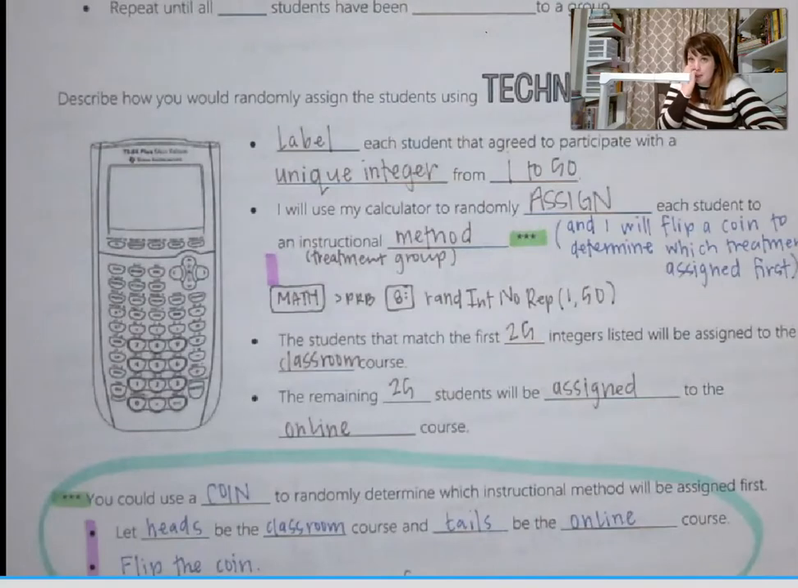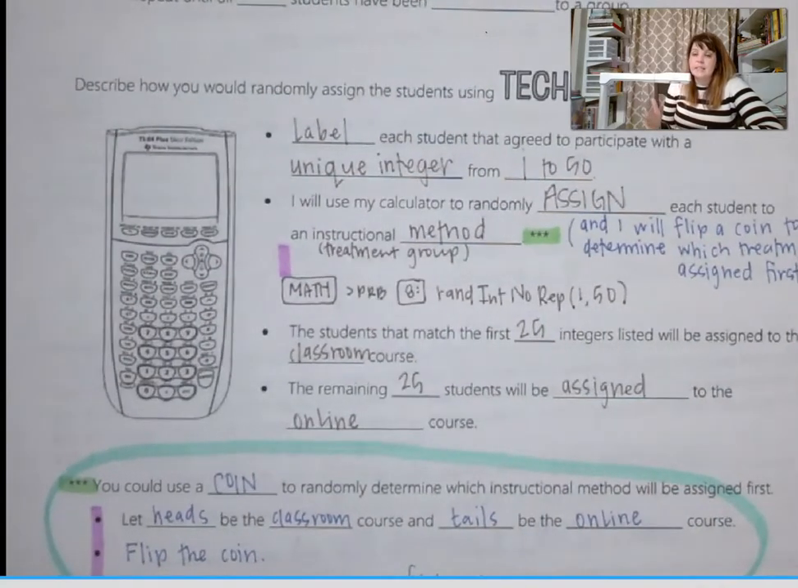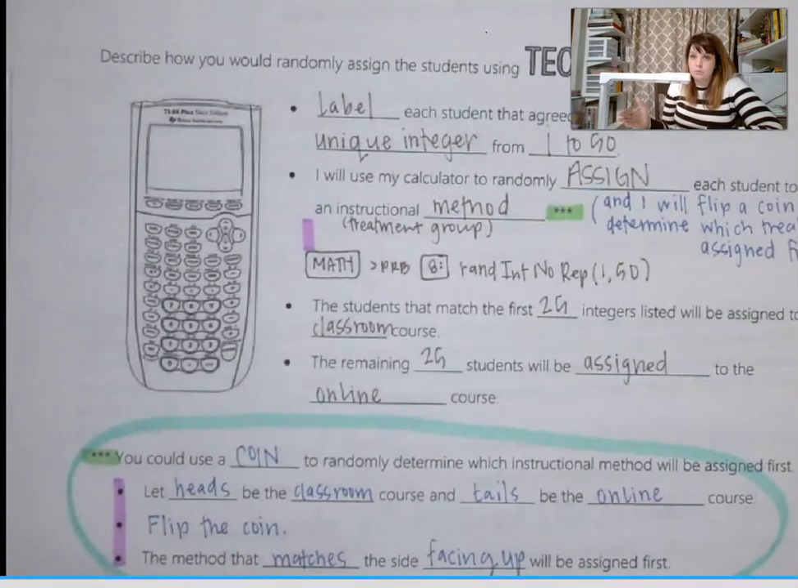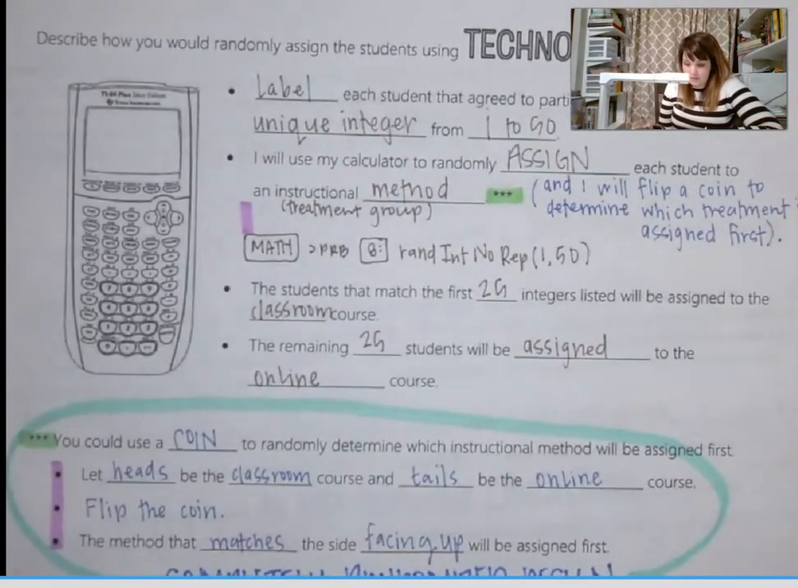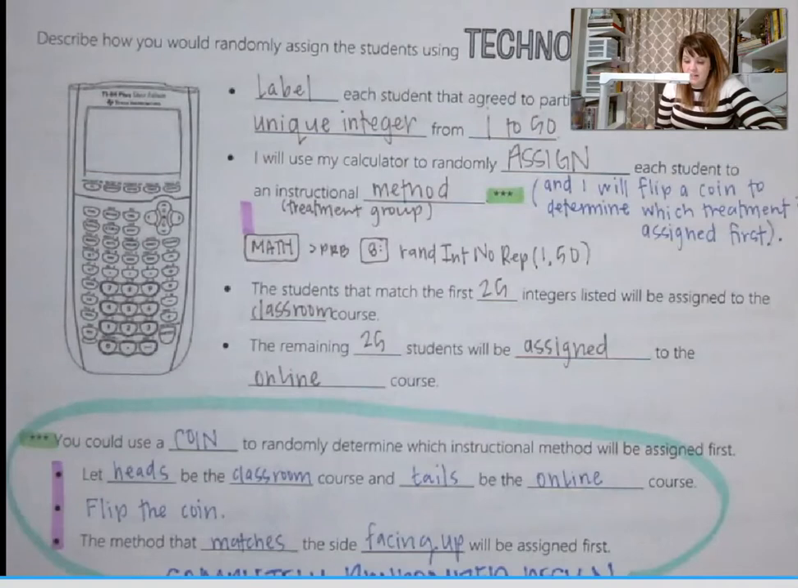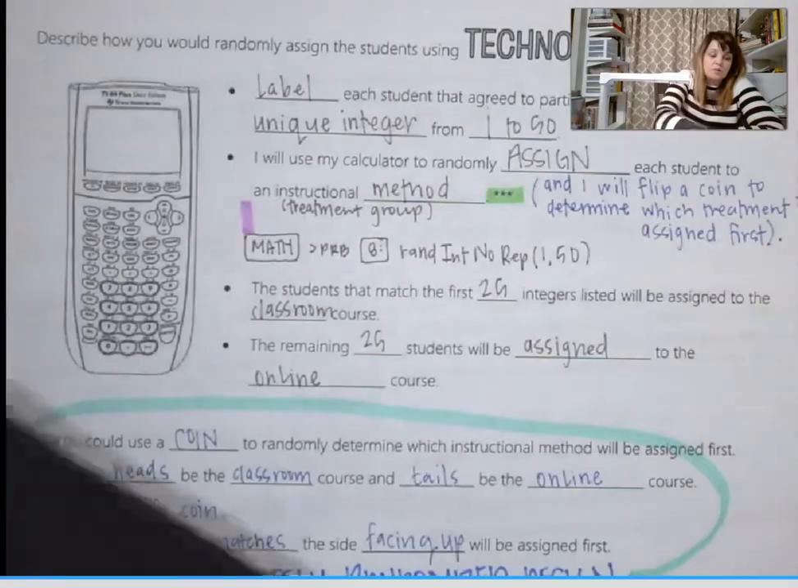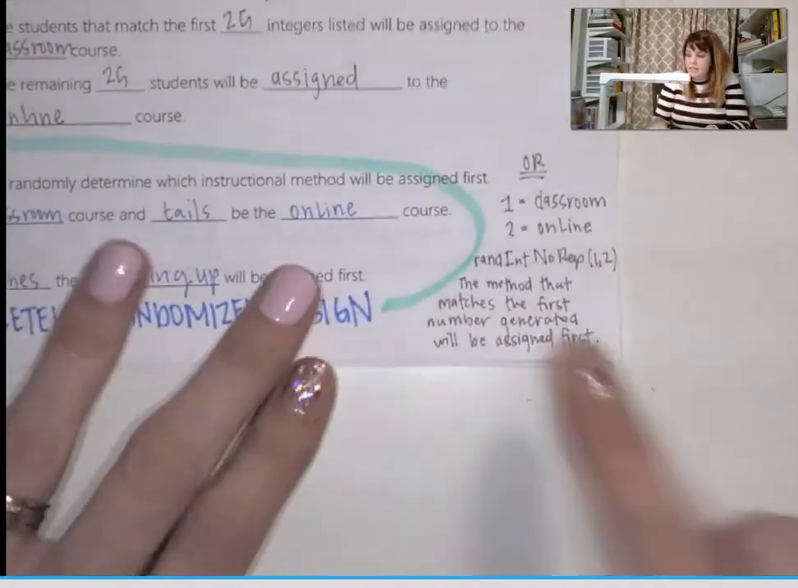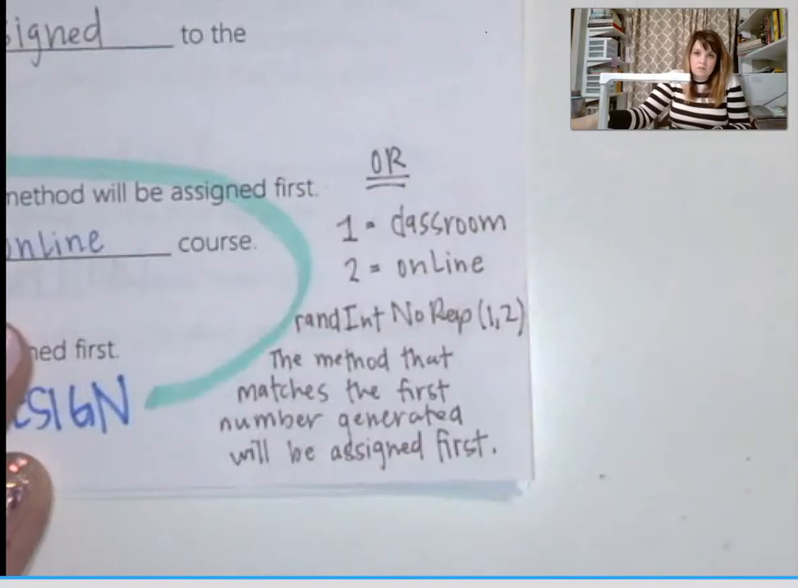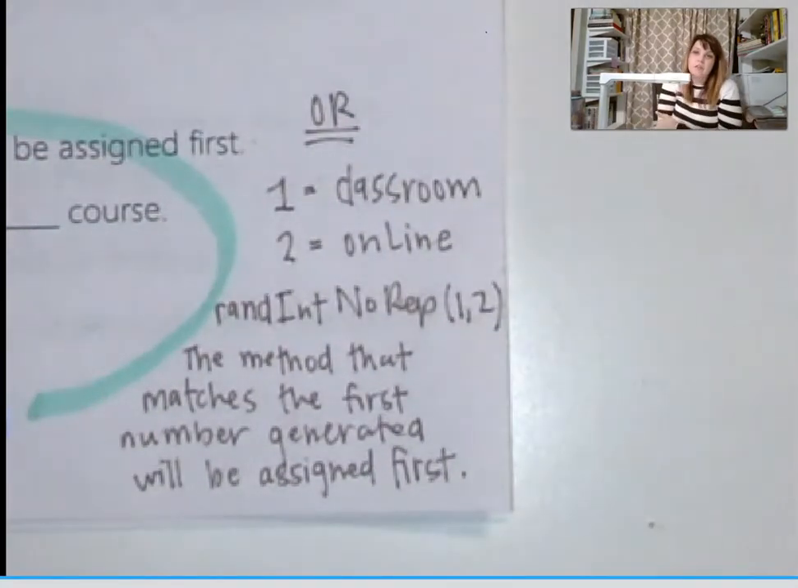For the coin part, you would do rand int no repeat 1, 2. So maybe I should add that in. I'm going to pause and add that in and give you the option to add that as well if you would like. Okay, so I added it in here. If you wanted to use your calculator instead, I just said 1 equals the classroom, 2 equals online, rand int no repeat 1, 2. The method that matches the first number generated will be assigned first.